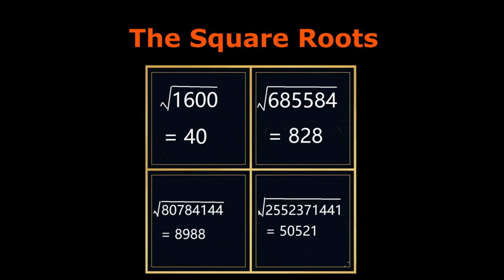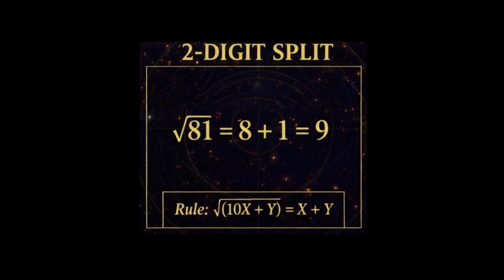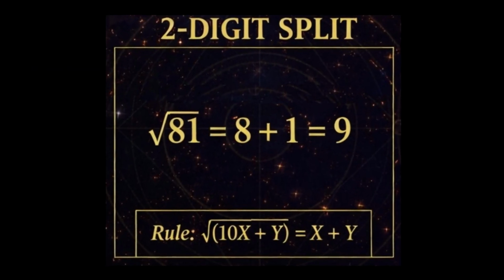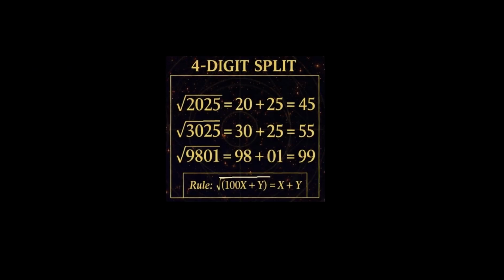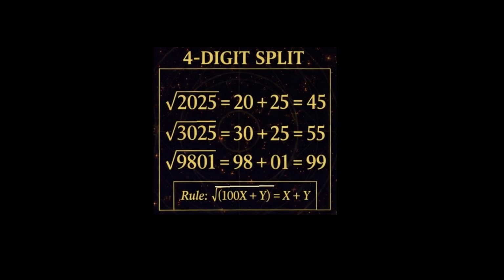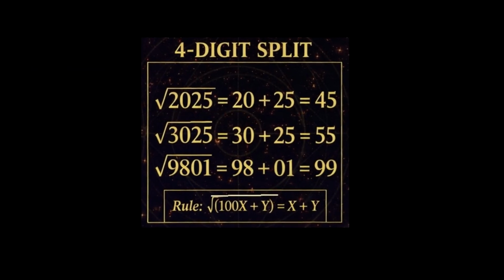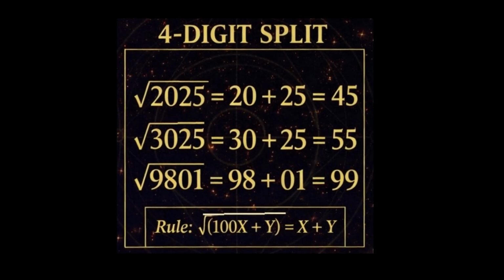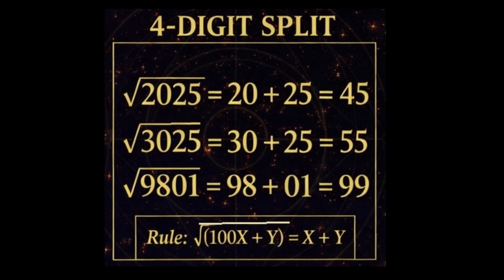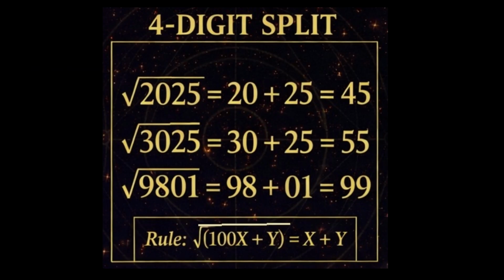Most people think math is rigid. But every once in a while, the numbers seem to glitch. Look at 81. Its square root is 9. And 8 plus 1. Also 9. Coincidence? Maybe. But then you see 2025. The square root is 45. And if you split it down the middle, 20 plus 25 is 45.